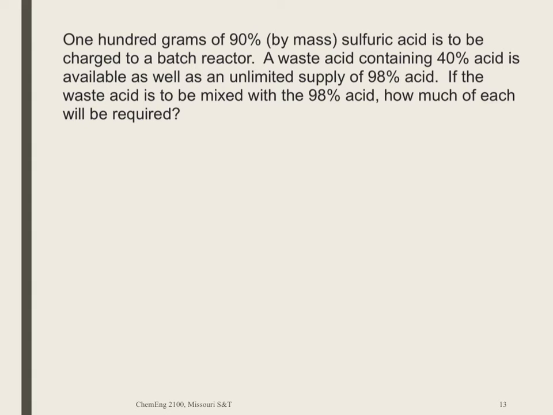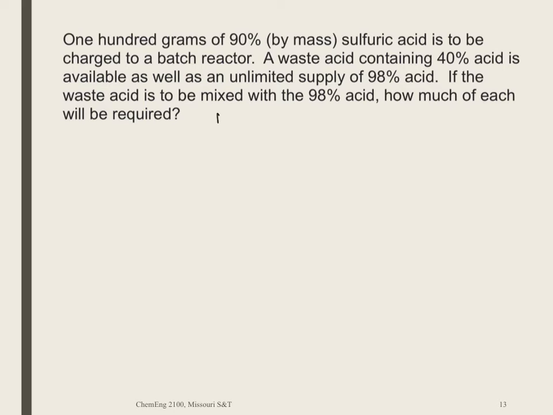So 100 grams of 90% sulfuric acid is to be charged to a batch reactor. So in other words, this is what I need to go into a reactor. Now remember, we're not doing reactors yet, so don't freak out. Okay, I'm going to be making the stuff for the reactor. A waste acid containing 40% acid is available, as well as an unlimited supply of 98% acid. If the waste acid is to be mixed with the 98% acid, how much of each will be required to create this 100 grams of sulfuric acid product?